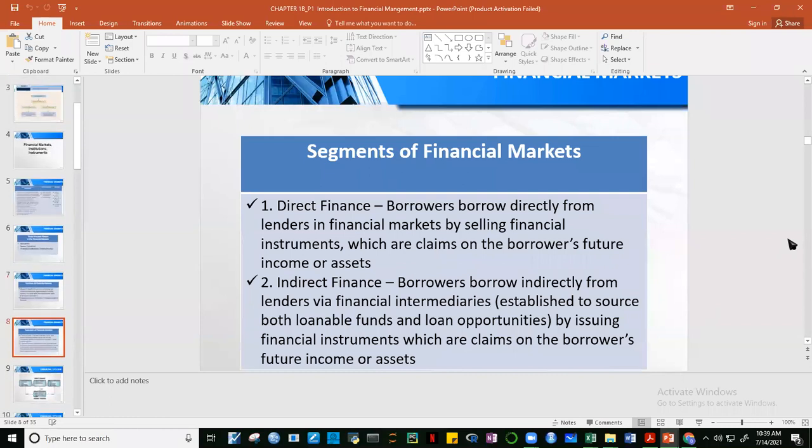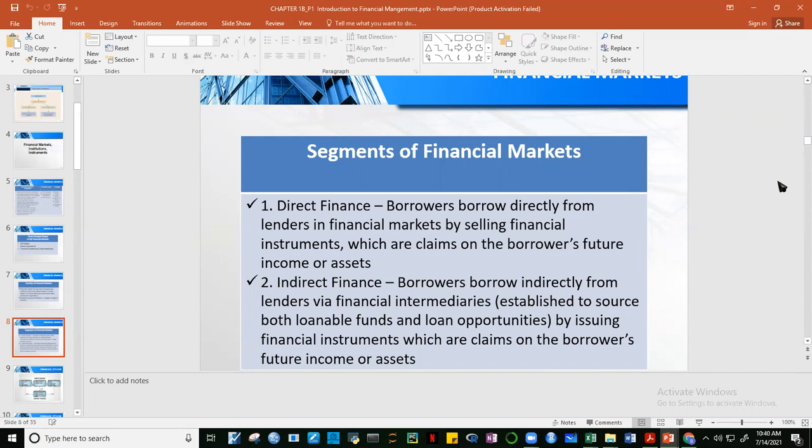Okay, so let's move on. Let me briefly describe the segments of financial markets. When we talk about financial markets, we have direct finance and indirect finance. So what is direct finance, guys? When we say direct finance, the borrowers and lenders meet directly, no? Okay, not necessarily physically. It can be, as I mentioned a while ago, through a virtual place, no? But they deal directly. Direct. So borrowers borrow directly from lenders by selling to them financial instruments. Okay?